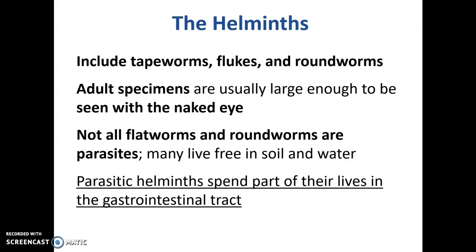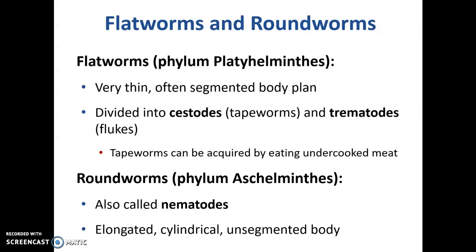Not all flatworms and roundworms are actually parasites. Many live free in the soil and water. And parasitic helminths spend part of their lives in the gastrointestinal tract. So flatworms are very thin, often have segmented bodies. They are divided into two groups: cestodes, which are tapeworms, and trematodes, which are flukes. Tapeworms can actually be acquired by eating undercooked meat, so cook your food, please.